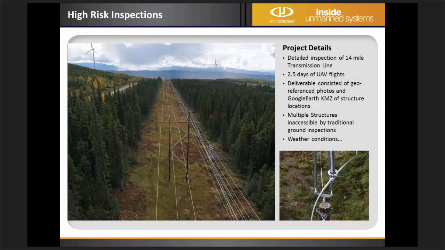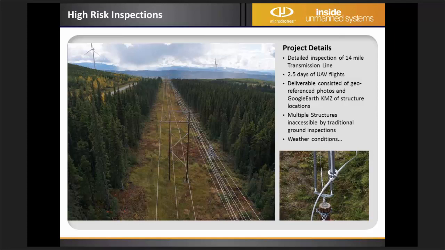This is a 14-mile long transmission line that we had to do an inspection on, and it took about 2.5 days of flights. That 2.5 days of flights consisted of a lot of packing up the equipment, loading it up in the truck, loading up the ATV, driving a couple miles down to find a new access point, because there were just so many inaccessible sites. There were a lot of river crossings that, if we could have flown beyond visual line of sight, we probably could have shaved a day off that operation time.